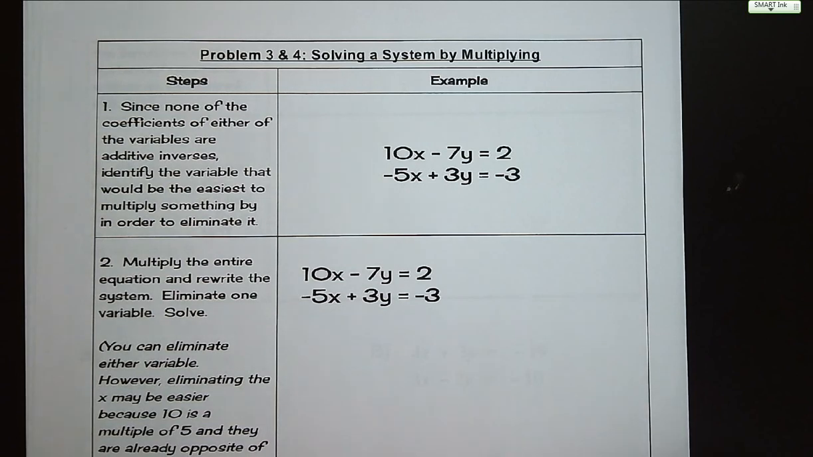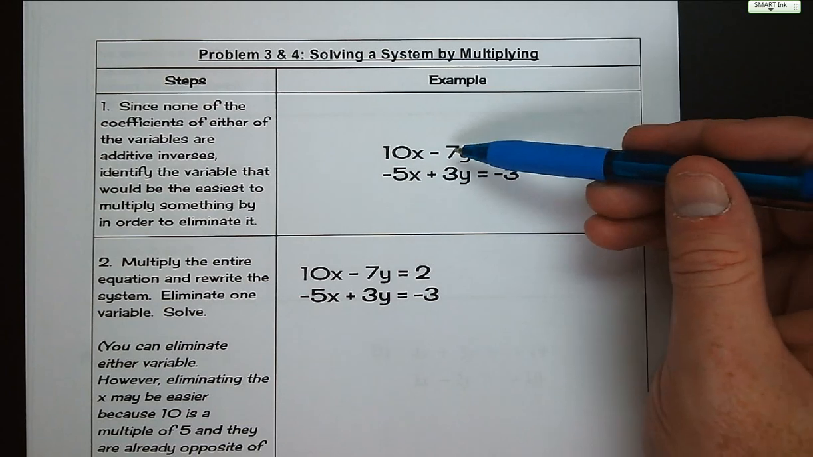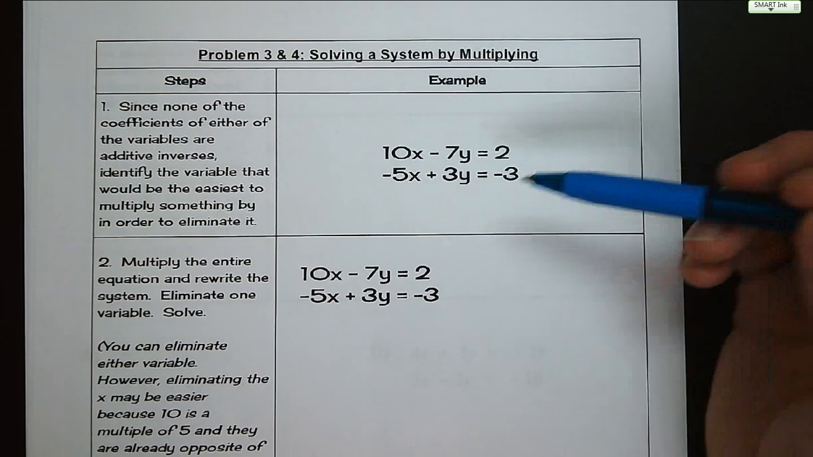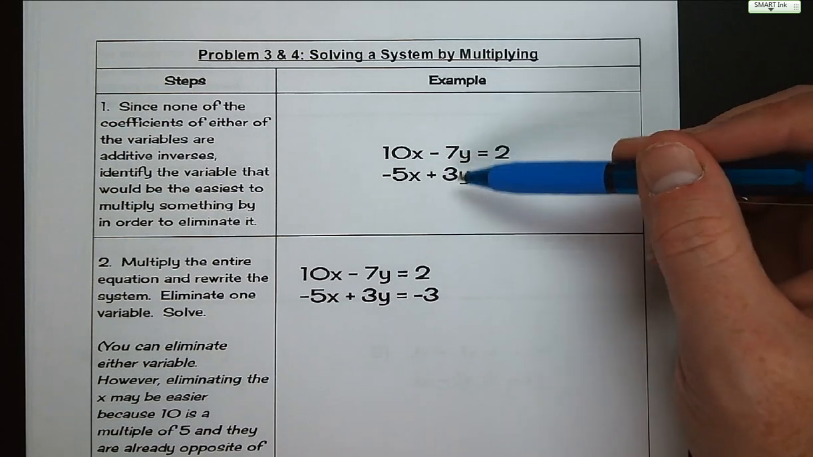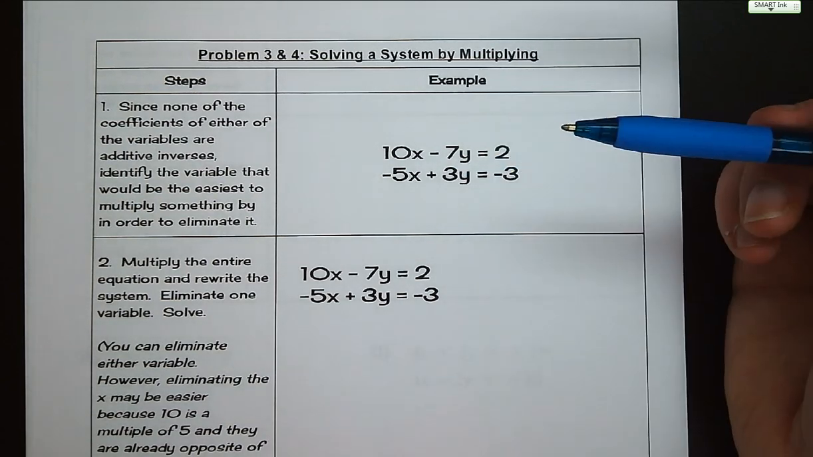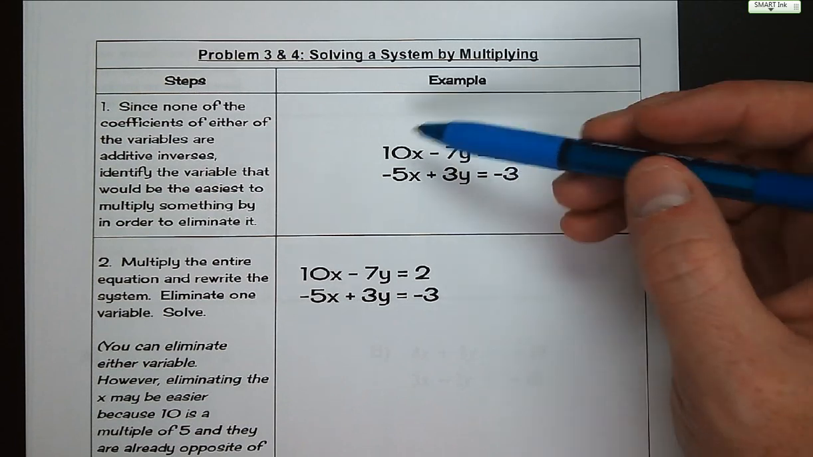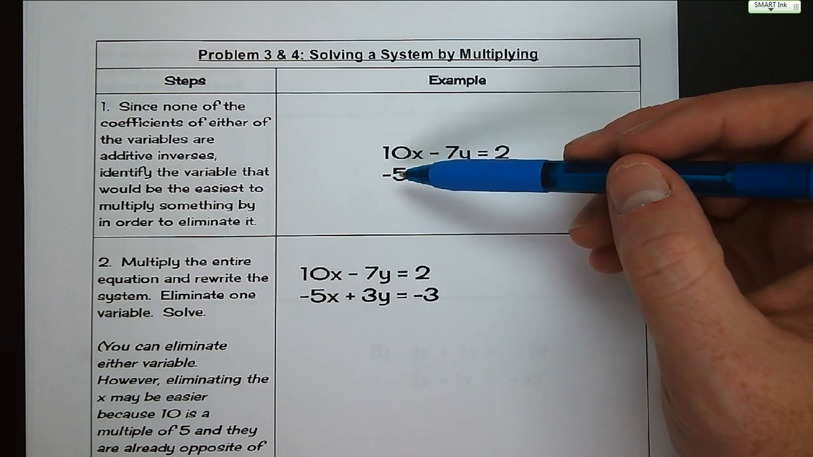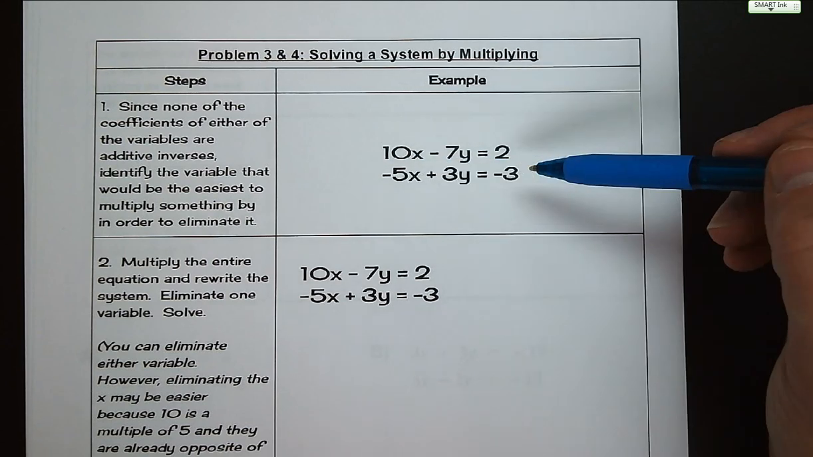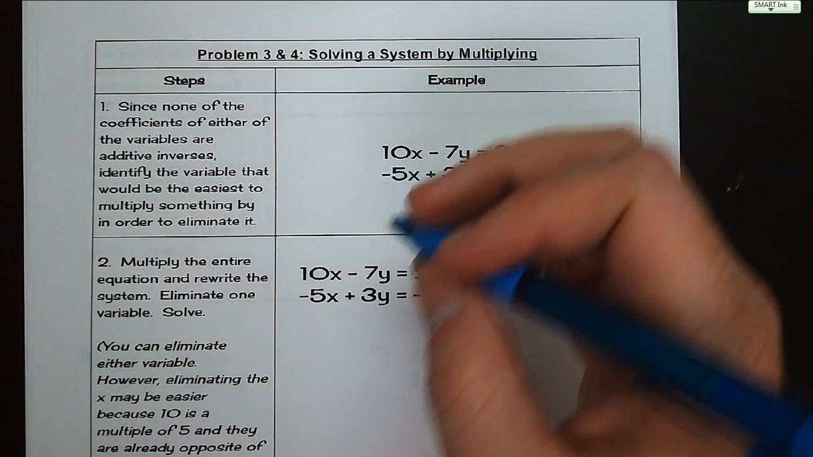So I have a positive 10 and a negative 5. I have a negative 7 and a positive 3. Well, if I think about my multiples, the only common multiples that 7 and 3 have are going to be 21. So we would have to multiply both equations by something. But 10 and negative 5, I can get negative 5 to 10 pretty easily. All I need to do is multiply the bottom equation by 2, and I would have negative 10x. So that is what we're going to do.